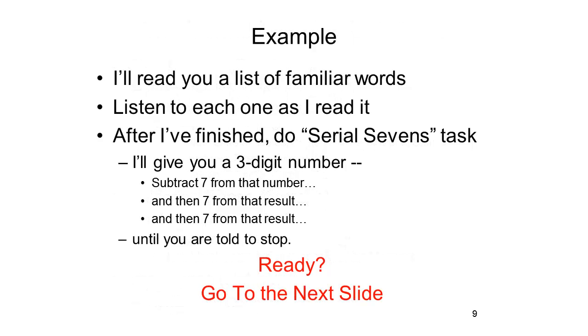In a moment, I'm going to read you a list of familiar words. What I want you to do is to listen to each one as I read it. After I've read the entire list, I'm going to give you a 3-digit number. And what I want you to do is subtract 7 from that number, take that result, and subtract 7 from that result, then 7 again from that result, until I tell you to stop. Ready? Now go to the next slide.